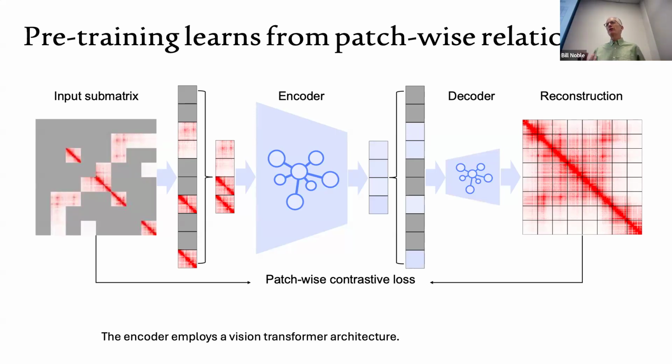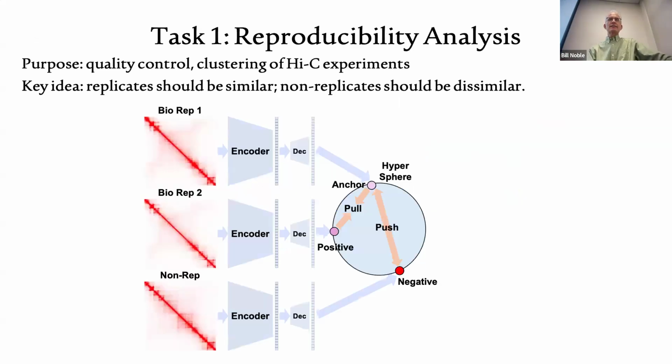We don't actually care about being able to reconstruct masked submatrices. What we care about is being able to represent the information in the Hi-C matrix in a concise format. So let's look at some of the tasks that we looked at. The first task is reproducibility analysis.